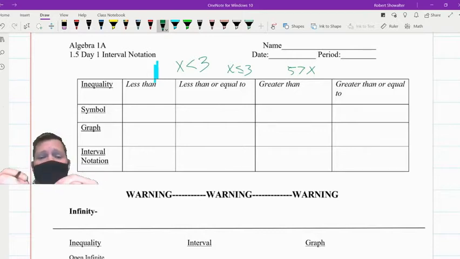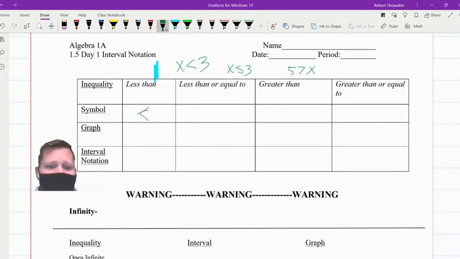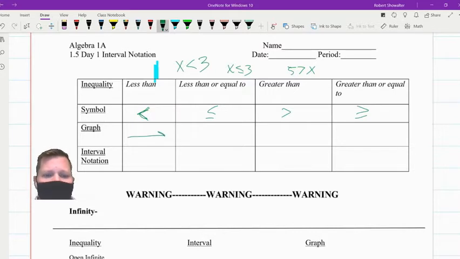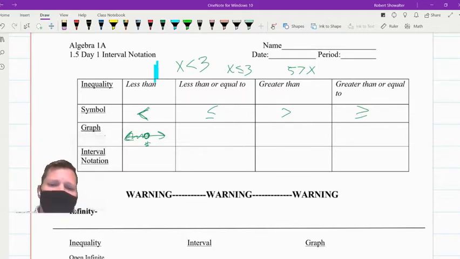Okay, so here we go. There are symbols and graphs related to each of these, and it's been a little bit since you've seen them. For example, less than is that symbol, less than or equal to that symbol, greater than that symbol, greater than or equal to that symbol. The graph associated with it is an open circle at whatever the number is, and it would be to the left. I'm not going to show you the graph right now. We'll talk about the graphs in a little bit.